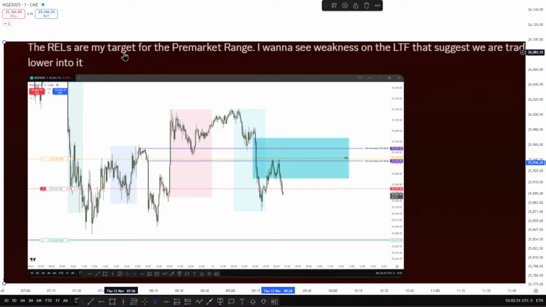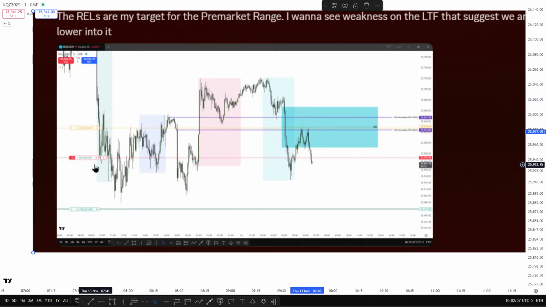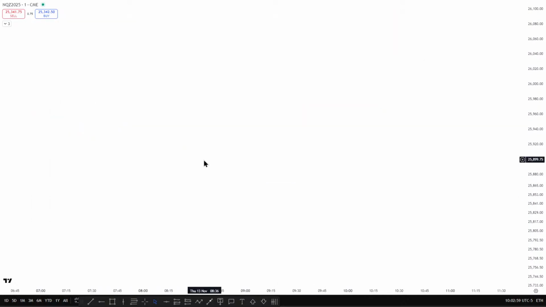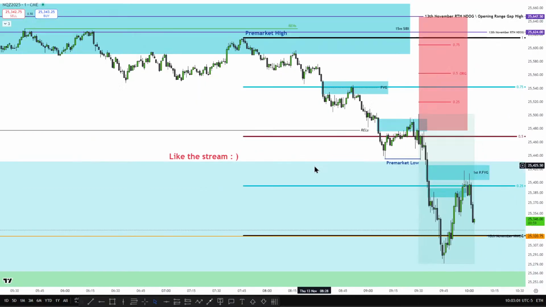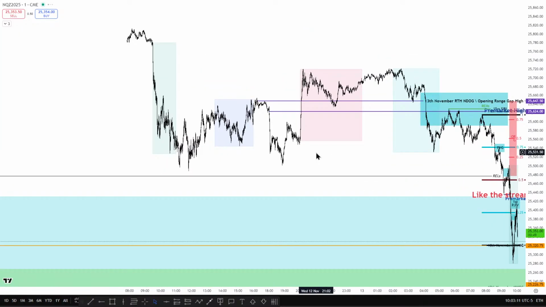Relative equal lows are my target for the pre-market range. I want to see weakness on a lower time frame that suggests we're trading lower into it. And this was a sell. And then let's look at what actually happened in the pre-market range. The 4-hour relative equal lows. Look at that. How's that for delivery? How's that for edged?